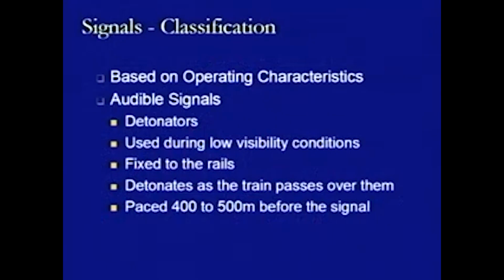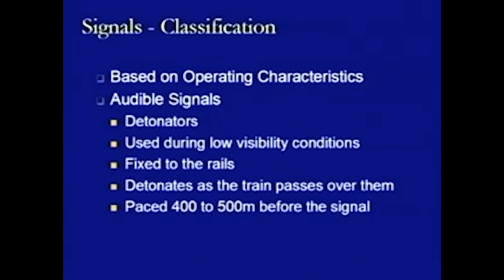Generally, they are used during low visibility conditions where there is mist or fog, and therefore it becomes very difficult for the driver to see the signal on the track. These detonators are fixed to the rails, and as soon as the locomotive passes over them, due to the force, they detonate and make a long, big noise. This noise is an indicator to the driver that the signal is ahead and they should look for that signal and act accordingly.